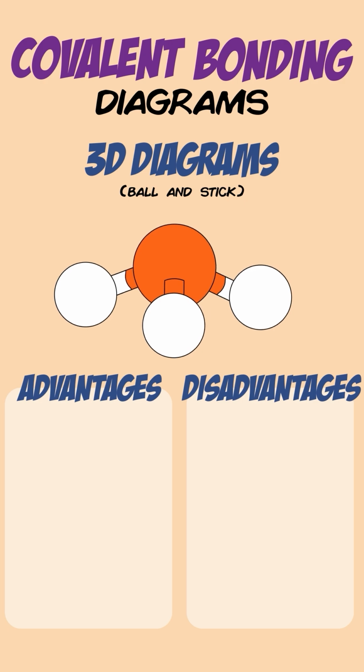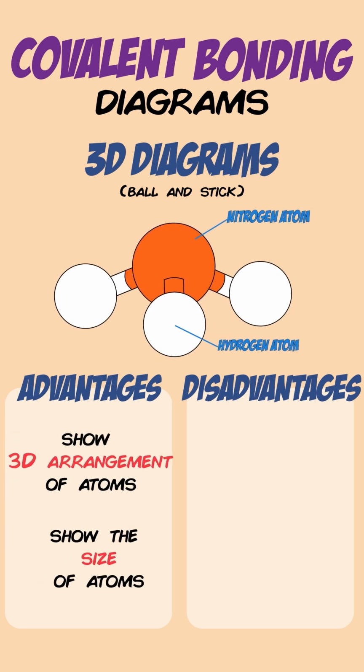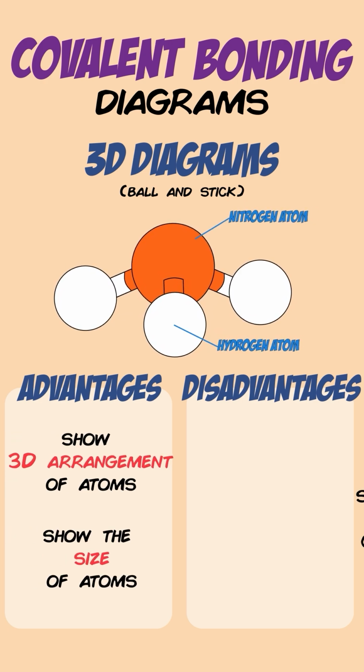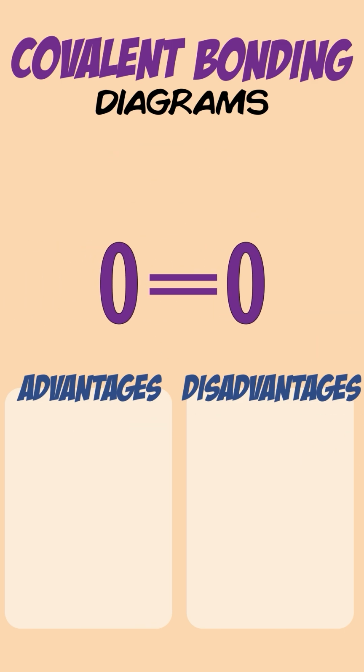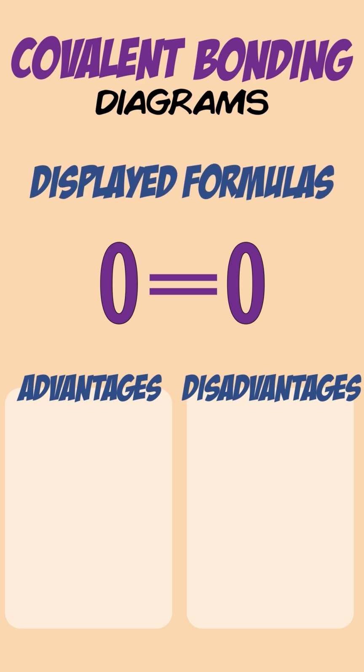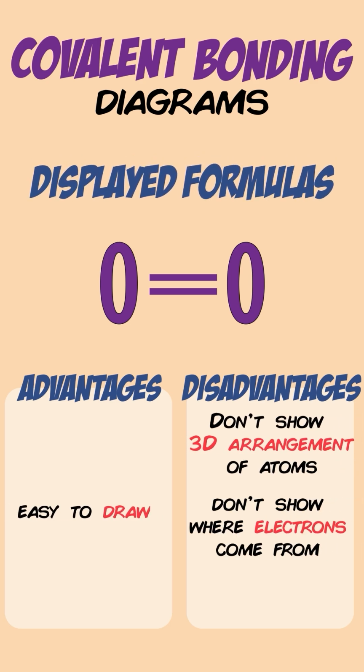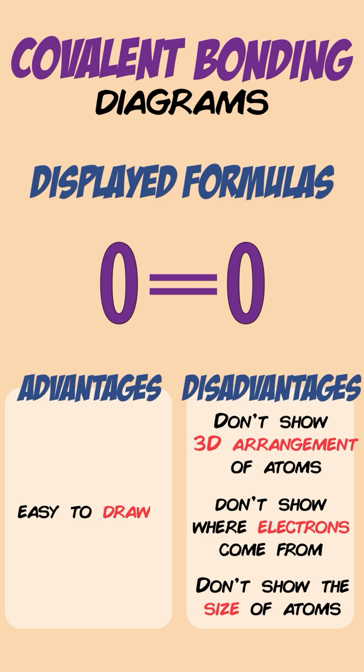Ball and stick models are good at showing 3D arrangement and sizes of atoms, however, you can't see the electron arrangements for the atoms. The quickest and easiest way to represent covalent structures are with displayed formulas. That's because they're easy to draw, but they don't show the electron arrangement or the sizes of the atoms.